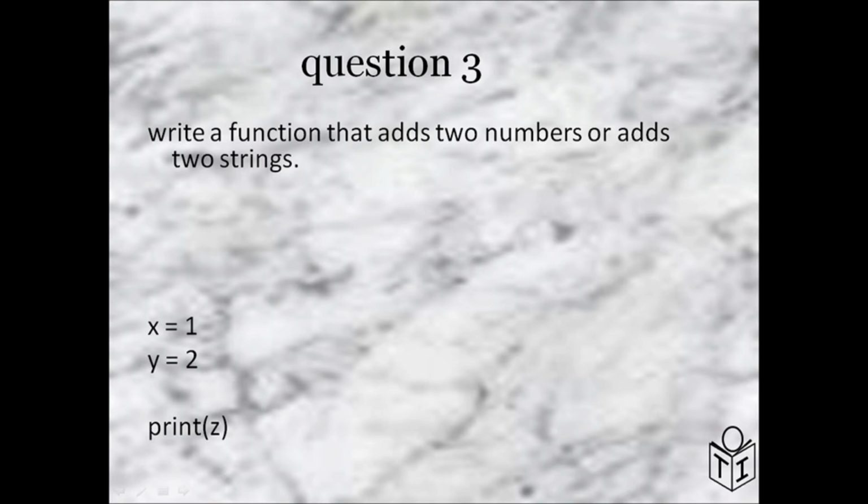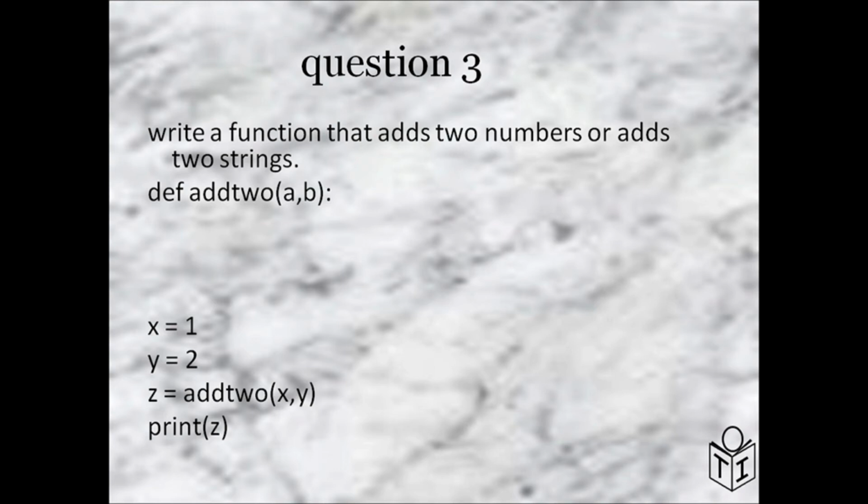Question 3. Write a function that adds 2 numbers or adds 2 strings. Okay, so let's use the example of 2 numbers. So we have x equals 1 and y equals 2, and we want to add them together. We're going to have z as the answer. So we're going to call the function add2 and pass it x and y, and z is going to have the answer returned from the function.